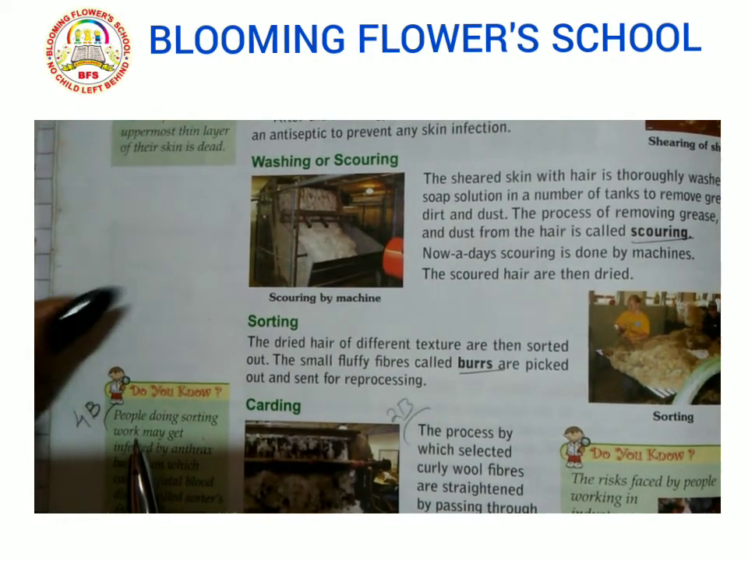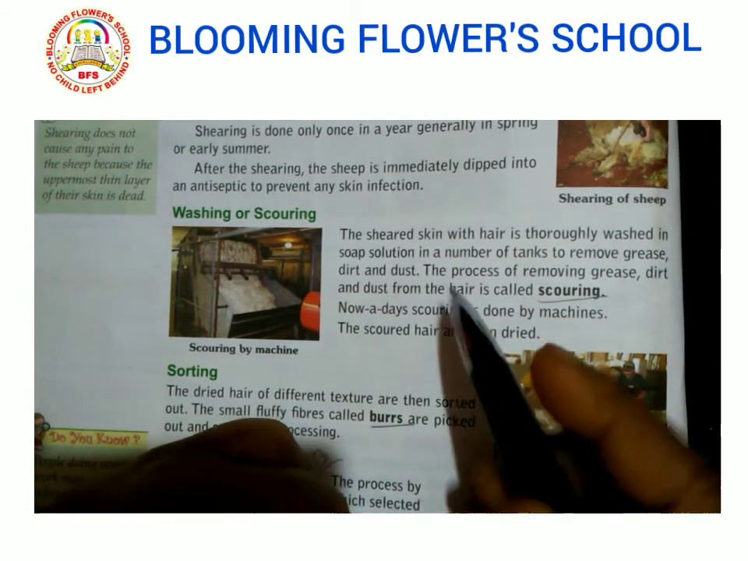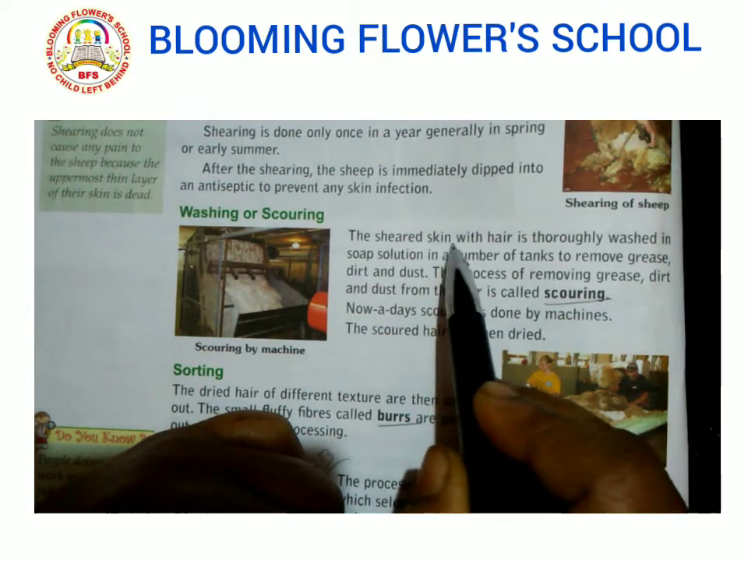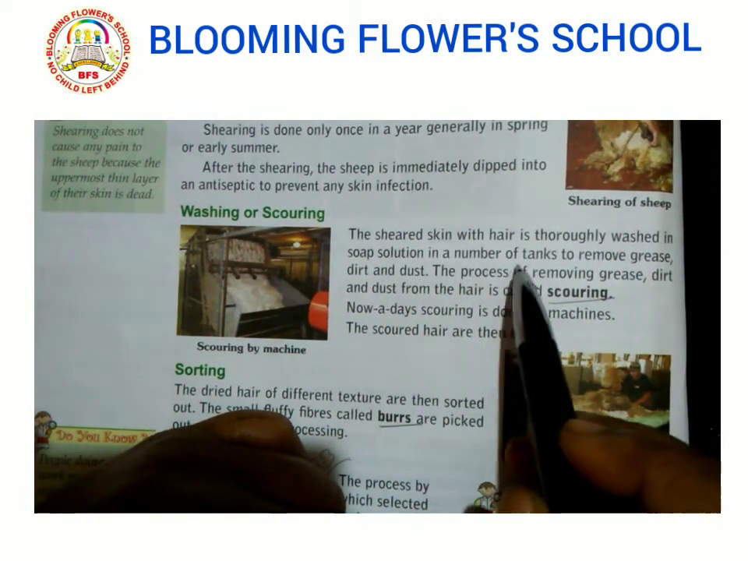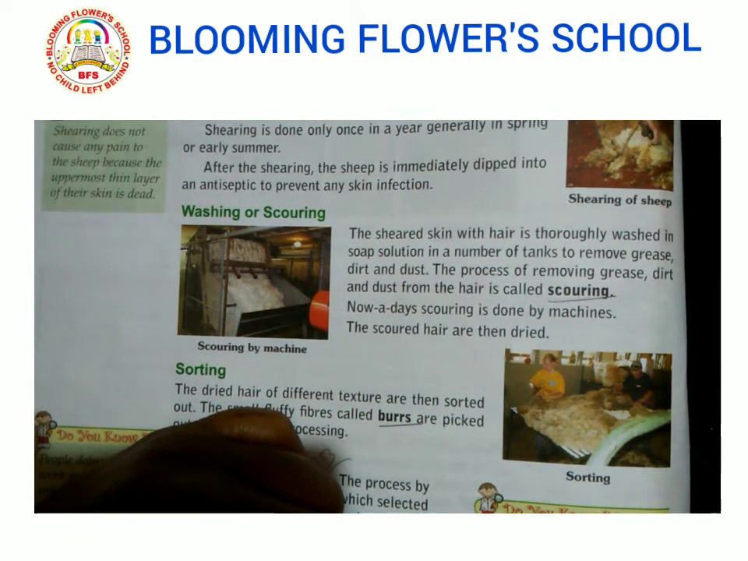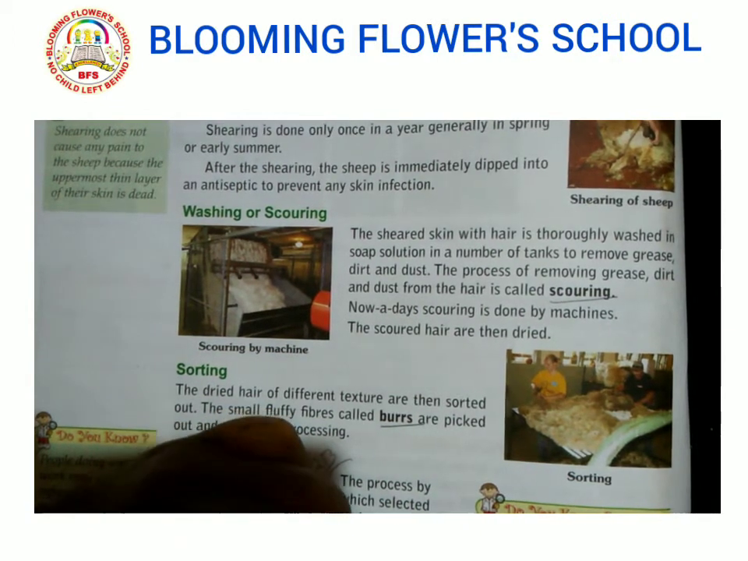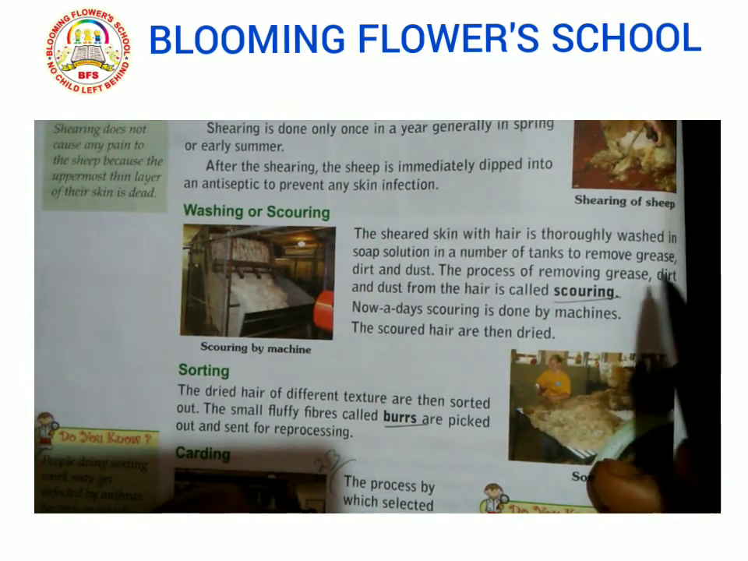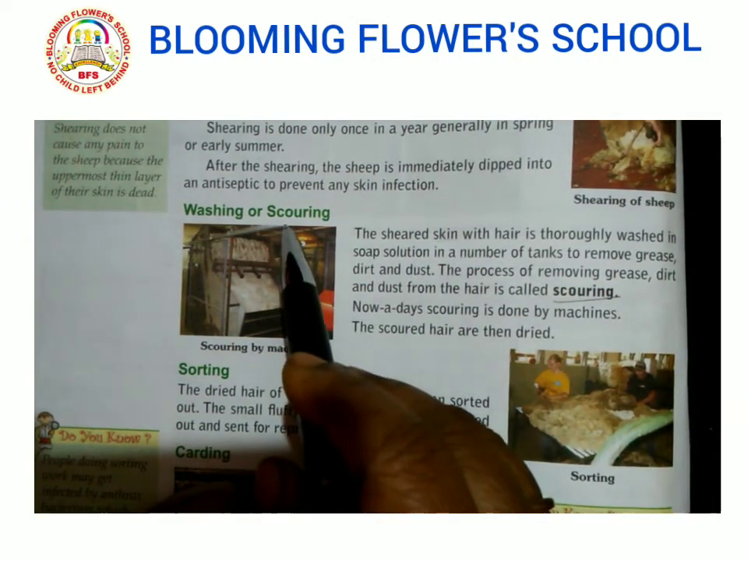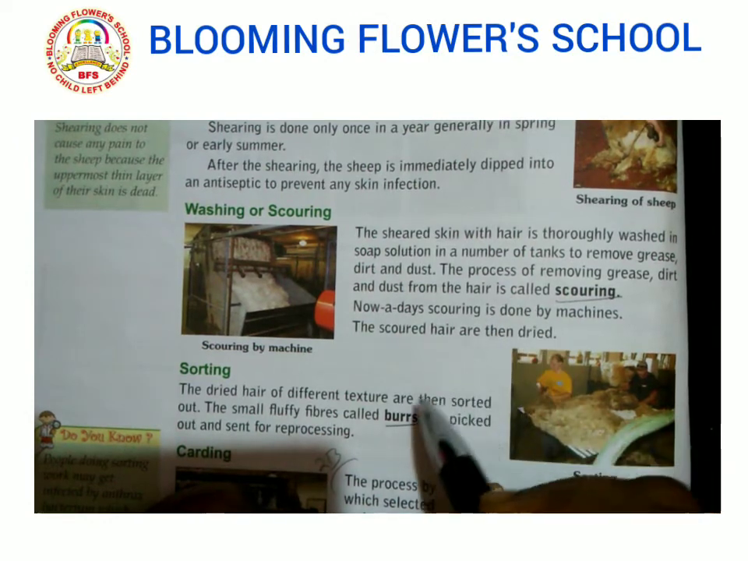What is scouring? The sheared skin with hair is thoroughly washed with soap solution in a number of tanks to remove grease, dirt and dust. Even though we maintain the sheep, it is a little bit dirty and dusty, and it will have some grease in it. Generally you see your hair after 2 to 3 days, you sweat. During sweating you release some oil, which turns into a greasy thing, so your hair gets dirty. So in the scouring process, we remove grease, dirt and dust from the hair, and this process is called scouring.